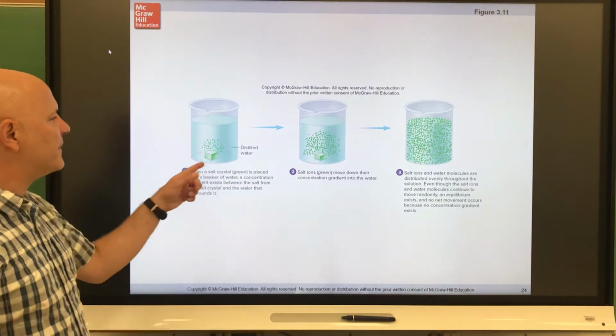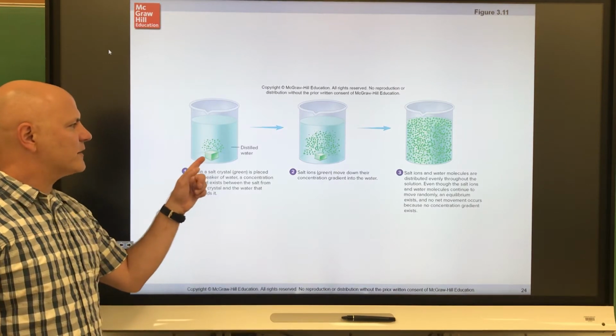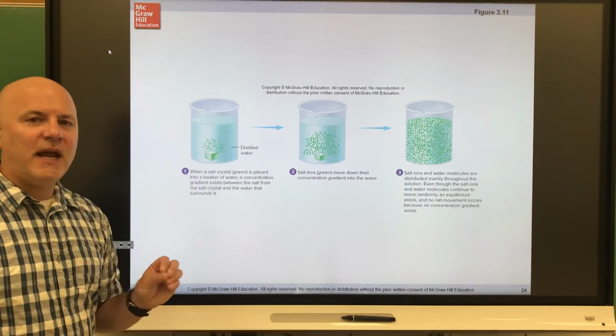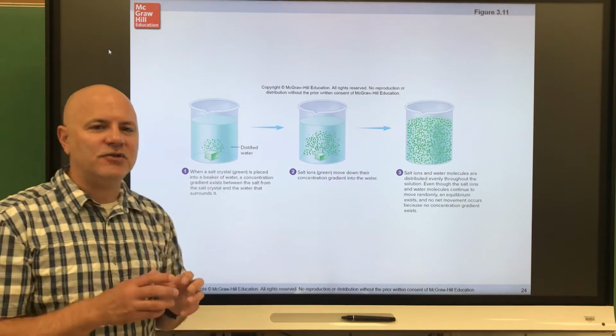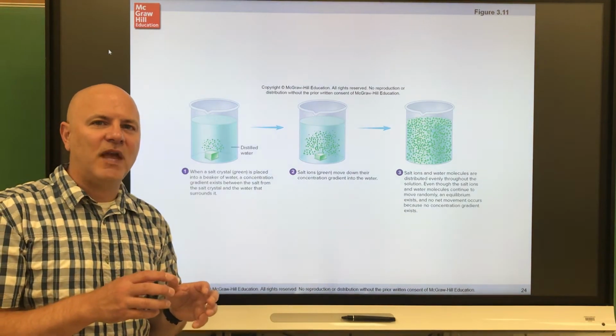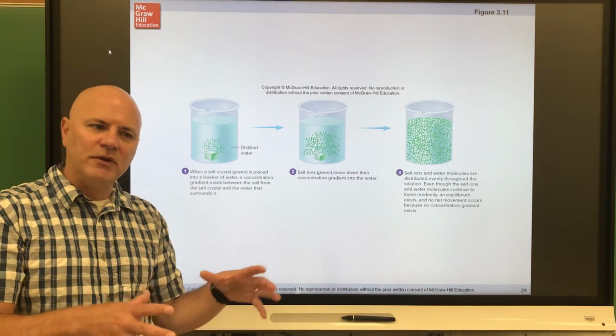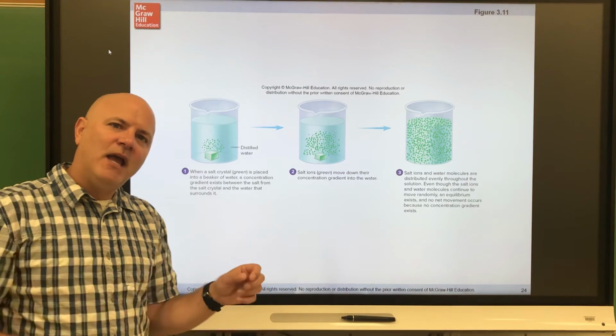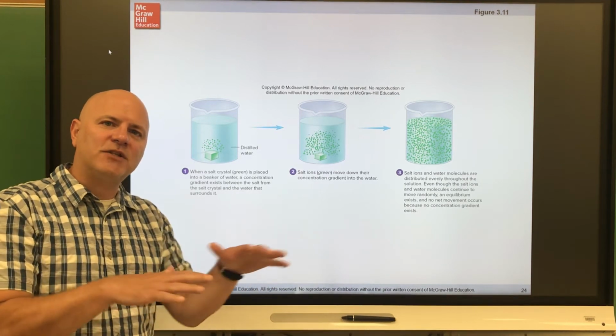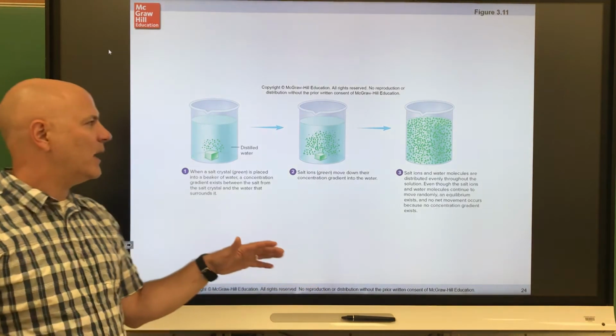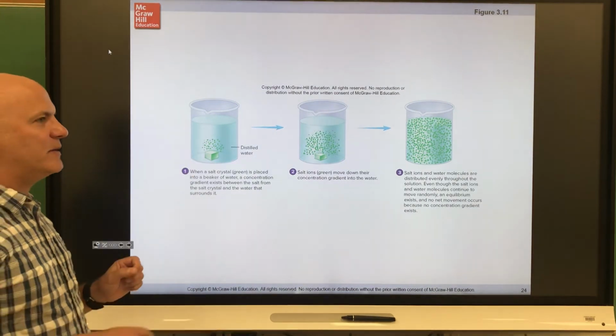All right, so what happens here, if you took some salt crystals and put them into water, is essentially like the beginning of a game of pool. If you ever played pool, you took all the balls, put them into a rack, and then you hit into the rack, and hopefully that spreads the balls throughout the table. All right? And so that's microscopically what's happening here.